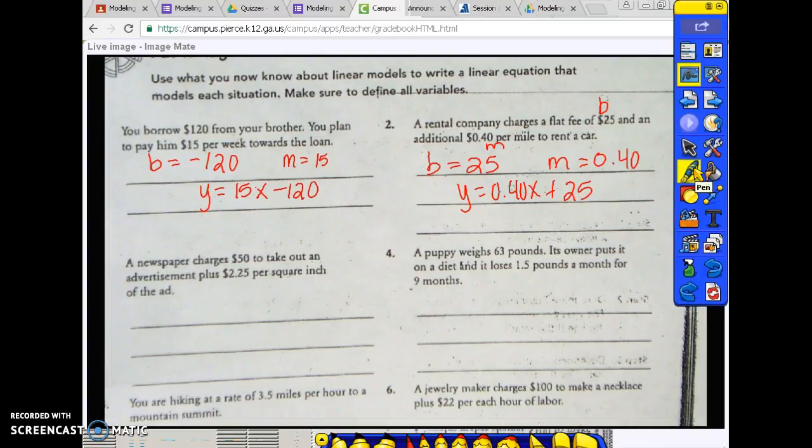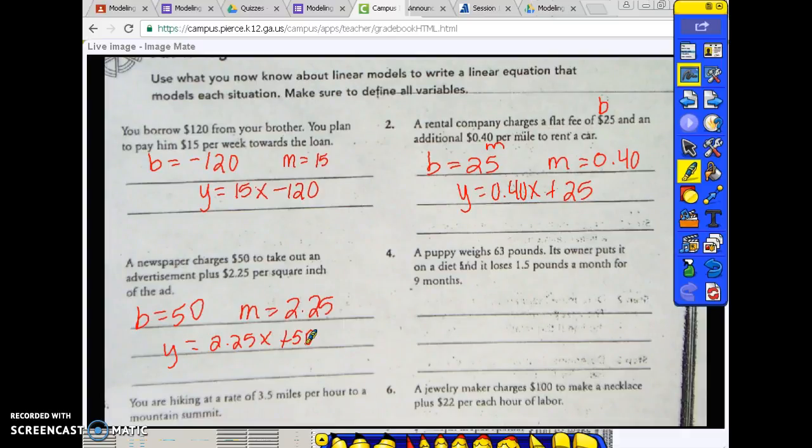A newspaper charges $50 to take out an advertisement plus $2.25 per square inch of the ad. If they charge $50 just for the advertisement, that is our initial value, or our y-intercept. And they charge $2.25 per square inch. That is our slope. And we write that in slope-intercept form. y equals 2.25x plus 50.